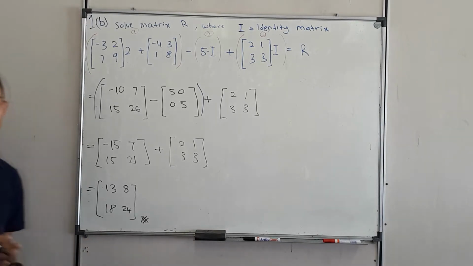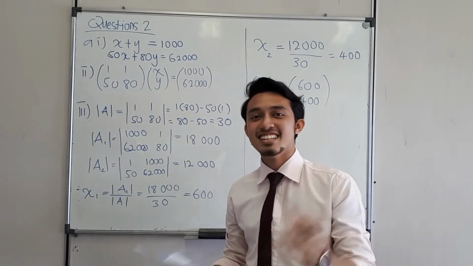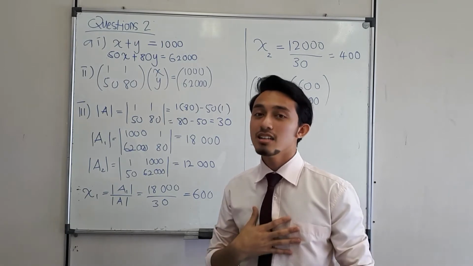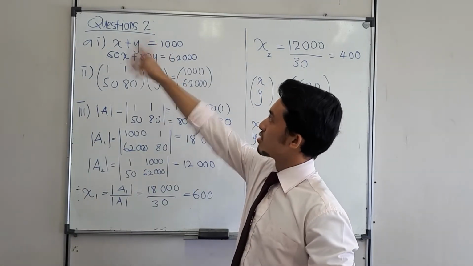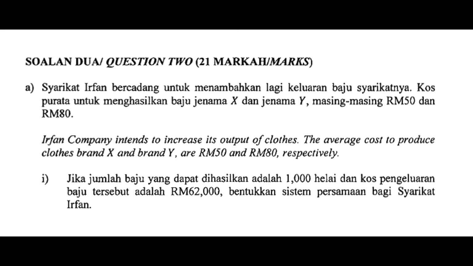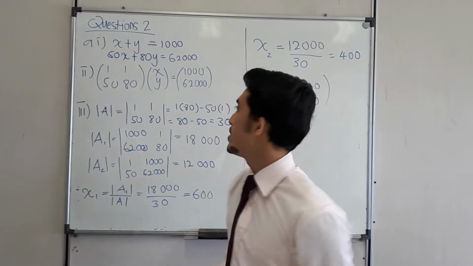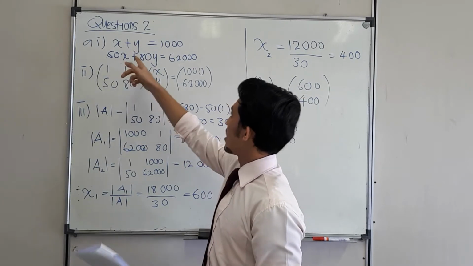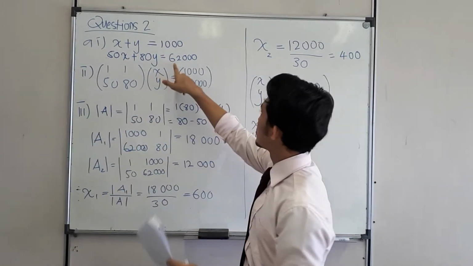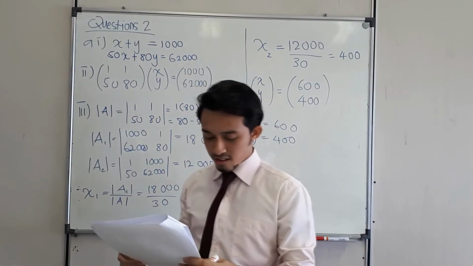Thank you. Hi Miss Jen. Today I want to explain my part, which is question 2. Okay. So the question given is that brand X and brand Y are 50 and 80 ringgit respectively, meaning 50 for X and 80 for Y, so equal to 60,000.